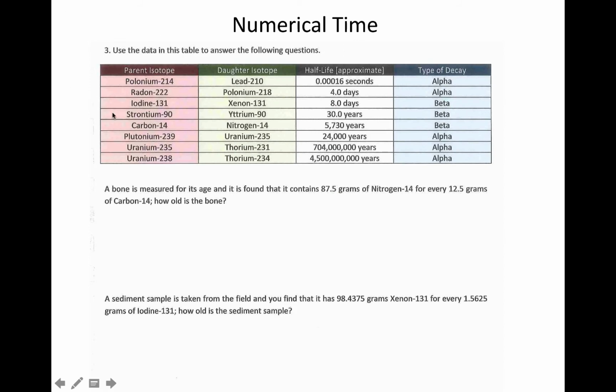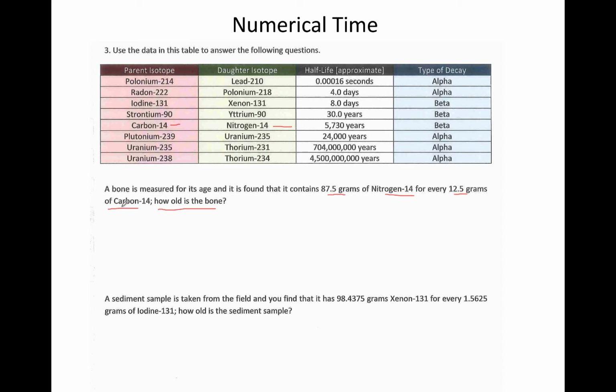The next step then is to apply this information to making calculations regarding half-life. And that's where this table comes into play. On the left, we have the parent. On the right, we have the daughter. For different questions in this particular example, you're going to start with, let's say, carbon-14. Carbon-14 is our parent. It's going to decay to nitrogen-14, which is our daughter. And we're asking a question about the age of a bone. In this case, we know we have 87 grams of nitrogen-14. That's the daughter. So there's been a fair amount of decay. And we know we have 12.5 grams of carbon-14.